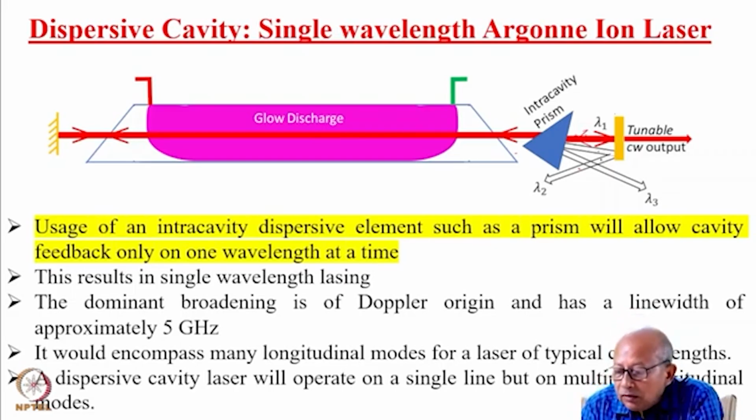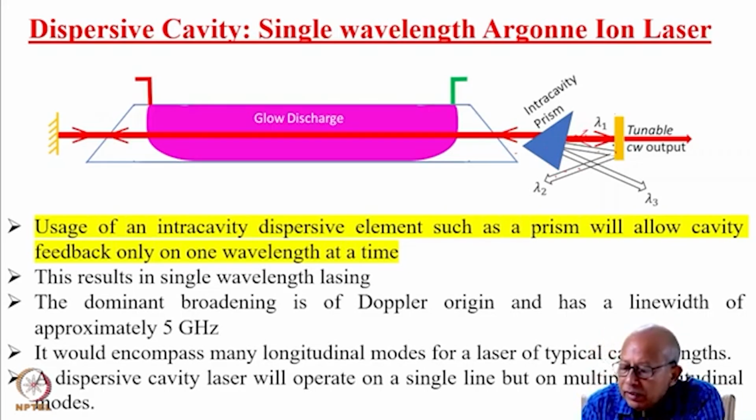The other wavelengths, that is lambda 2 and lambda 3, will fall obliquely on this, and as you can see, it is not even intercepted by this output. So there is no question of oscillation on these wavelengths. So this way, by using this intracavity prism, you can make the laser emit on a single wavelength.